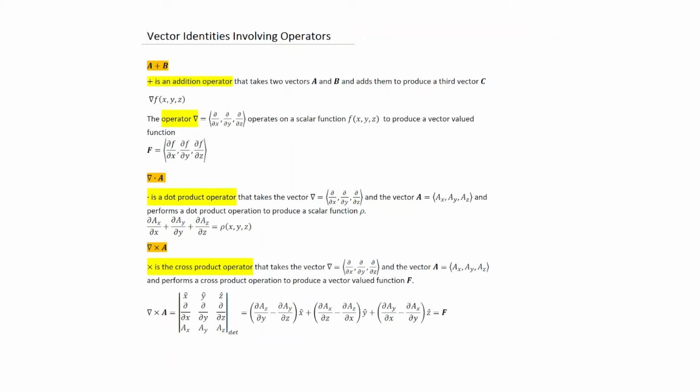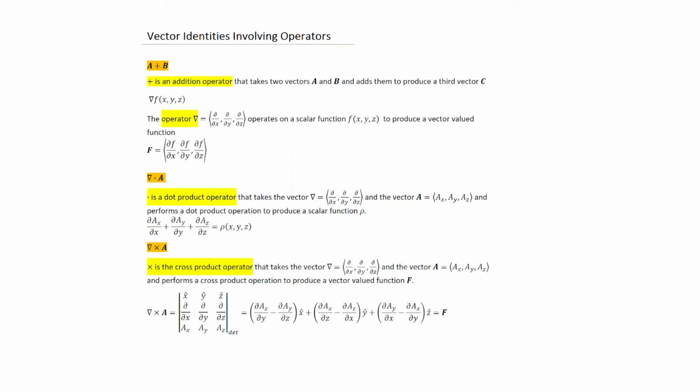So the divergence of a vector field A, del dot A: the dot is a dot product operator that takes the vector ∂x, ∂y, ∂z, and the vector A, which has an x, y and z component, and performs a dot product operation to produce a scalar function rho. So the partial with respect to x operates on Ax, the partial y operates on Ay, and the partial of z operates on Az. And because it's a dot product, you're adding up the results. This sum together is a scalar function, and we're going to give it the symbol rho(x,y,z). It tells you basically the magnitude of the source at some given point. And of course, it can vary, or it could be constant, depending on the nature of the problem.